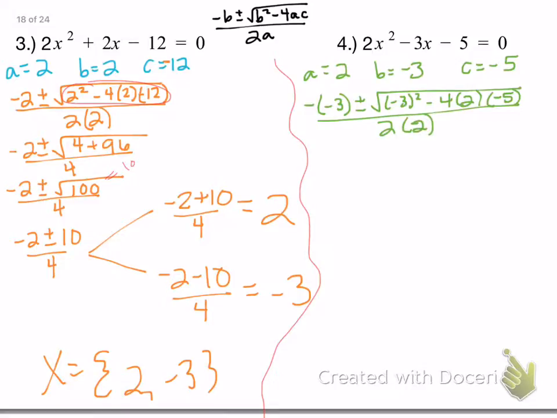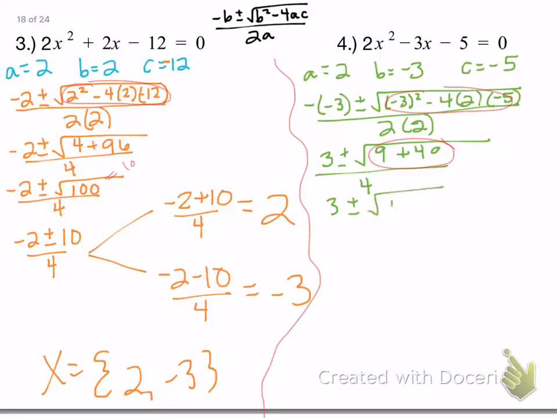So let's go ahead and simplify that down more. So under this radical, we'll still have a 3 here, because a negative times a negative gets us a positive. Then plus or minus, negative 3 squared gives us 9, and negative 4 times 2 times negative 5 gives us a positive 40. And all of that's over 4. Well, let's keep simplifying this. We've got 3 plus or minus radical 49 over 4.